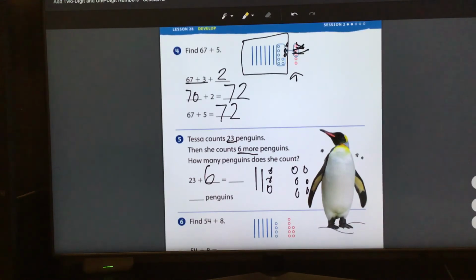Then I'm going to count it all together. That looks like a lot of 1s. Could I make another group of 10 like we were doing up here? 3, 4, 5, 6, 7, 8, 9. There's only 9. I cannot make another group of 10. Okay, so let's count how many I have all together. 10, 20, 21, 22, 23, 24, 25, 26, 27, 28, 29. 23 plus 6 equals 29. 29 penguins.